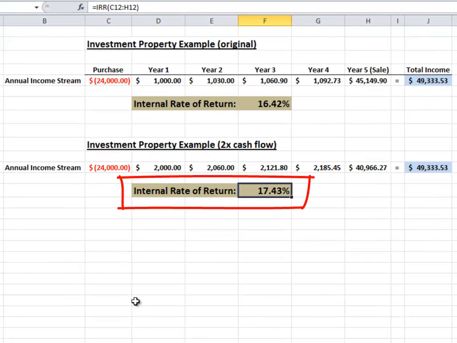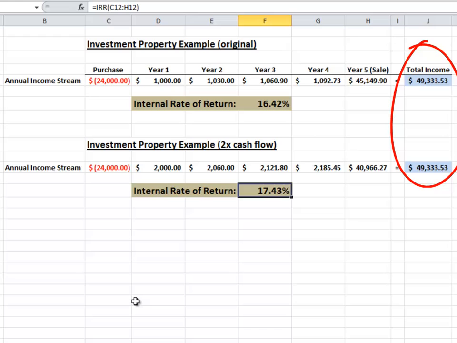Our IRR increased in the second example to 17.43% over the first. Assuming all other factors are equal, this investment provides a better overall return, even though in dollar terms, it provides the exact same dollars over the 5-year hold. If you think about it, this makes sense. The earlier we receive funds from an investment, the earlier we can reinvest those funds, in essence, compounding our returns.